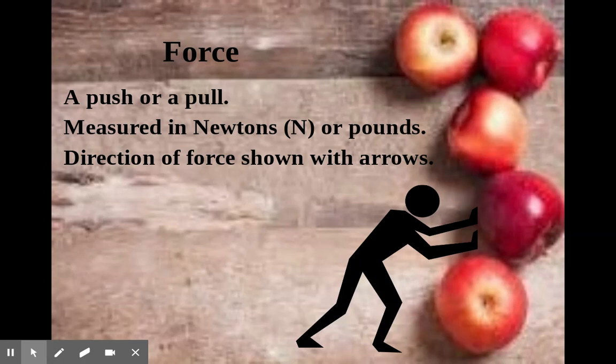So when we're thinking about gravity, if gravity is pulling things down towards the earth, we would have a downward arrow. If something is being thrown upward, the force of gravity is still downward. So even though the object's moving up, the force would be pointed down.